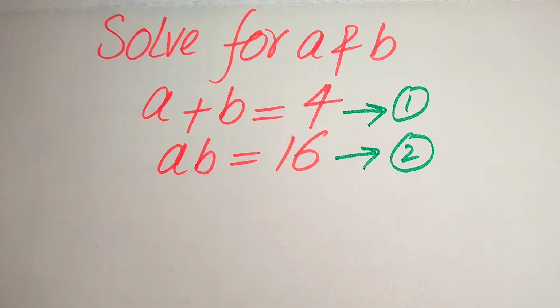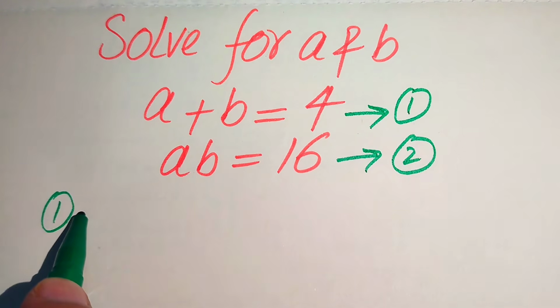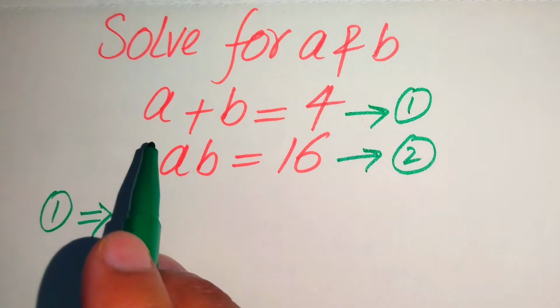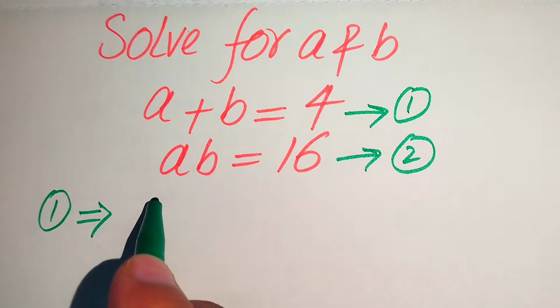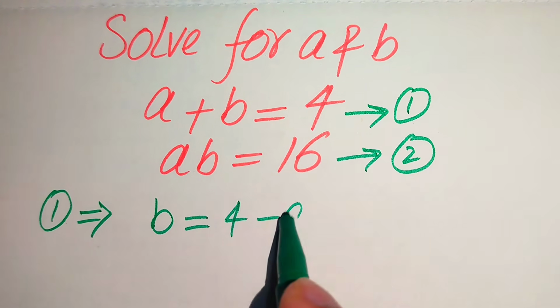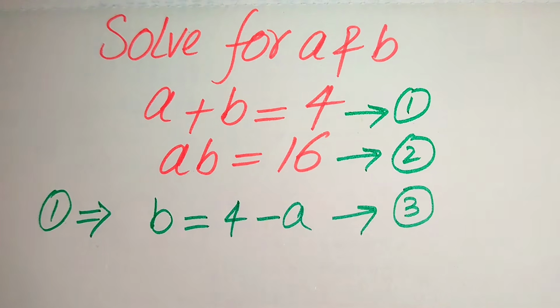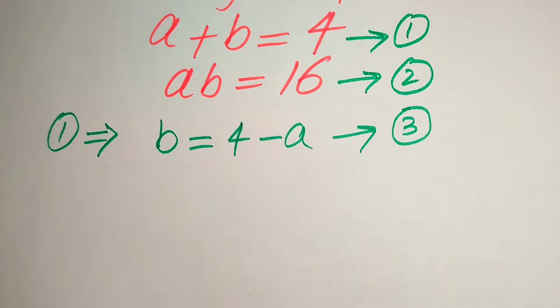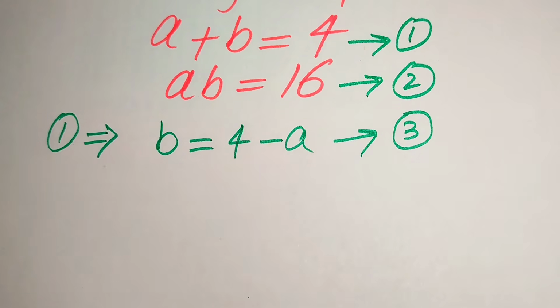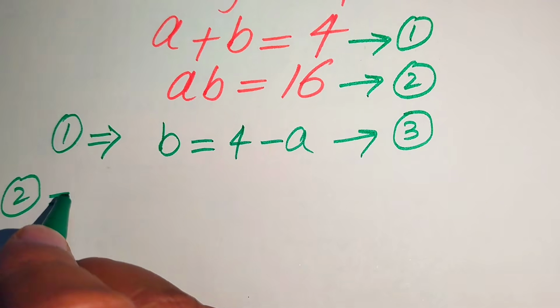First we need to focus on equation number 1. Equation number 1 implies that we move this a to the right hand side and we get b = 4 - a, and we call this equation number 3. Further, in the next step we substitute this value of b into equation number 2, so that equation number 2 becomes in this form.